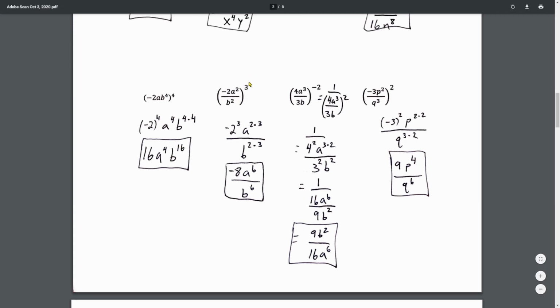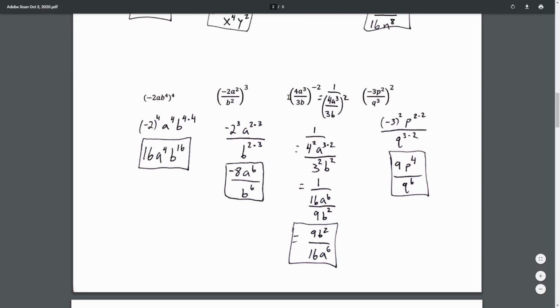Another distribution, we have negative 2a squared over b squared, parentheses to the third. We're going to distribute that 3, so we're going to have negative 2 to the third. We're going to have a to the 2 times 3, and we're going to have b to the 2 times 3. So this simplifies to negative 8, a to the 6th over b to the 6th.